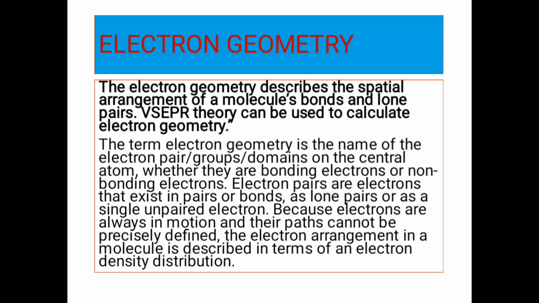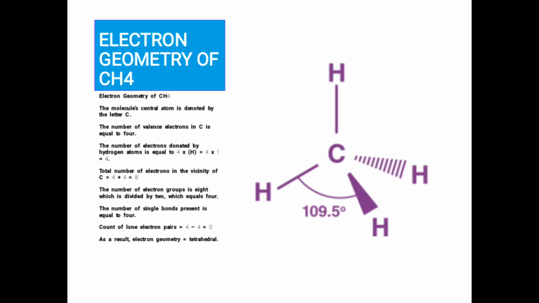So electron pairs are electrons that exist in pairs as bonds, as lone pairs, or as a single unpaired electron. Because electrons are always in motion and their path cannot be precisely defined, the electron arrangement in a molecule is described in terms of an electron density distribution. So why are we saying that?